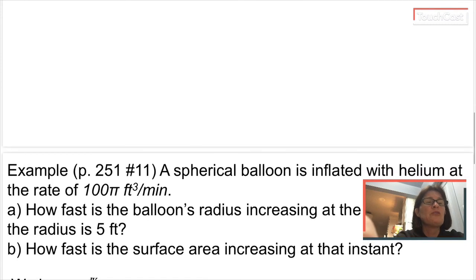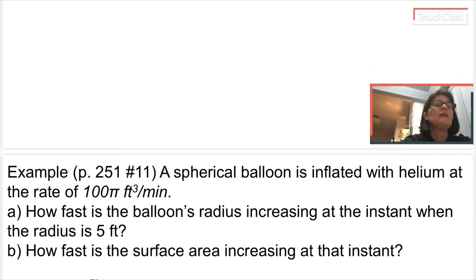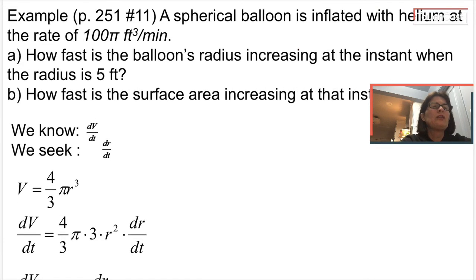So how fast is the balloon's radius increasing? The rate at which the radius increases is dr/dt, the derivative of the radius with respect to time. What quantities do I already know? I know a little bit about how I'm making my balloon get bigger. Notice the units here, 100 pi cubic feet per minute. This is volume over time. It is the rate of change of the volume with respect to time. That's how fast the size of the balloon, specifically the volume, is changing.